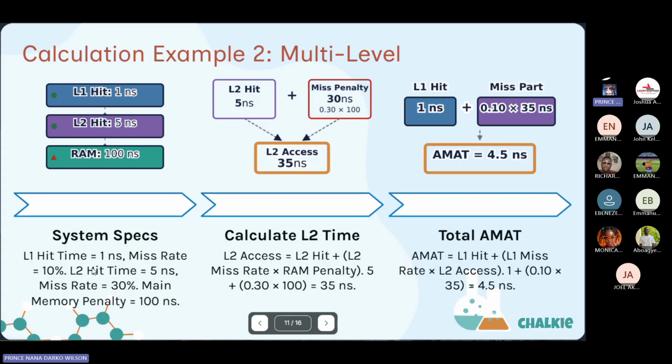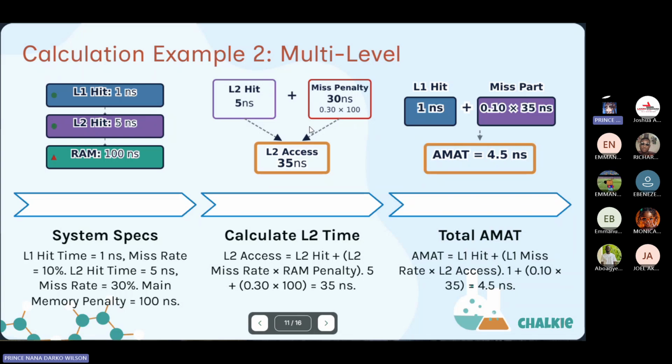So if you come to this side, the system spec, the parameters have been given. It mentions that the level 2 hit time is 5 nanoseconds, as you can see here. And then the miss rate is 30%, that's 0.3 here. And then the memory penalty, that's for going to RAM, is 100 nanoseconds.